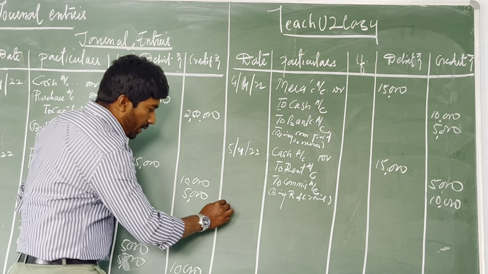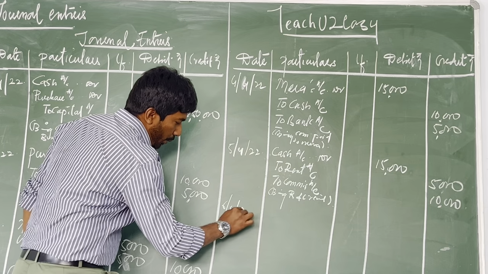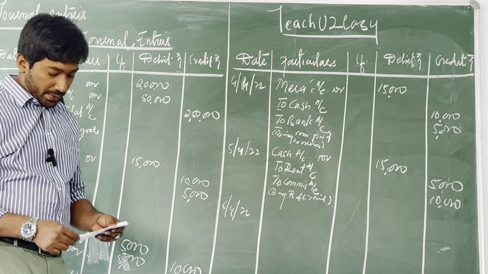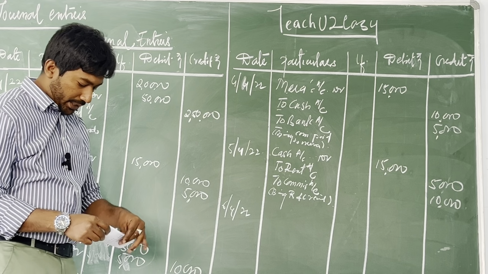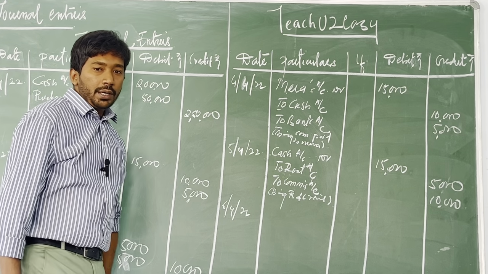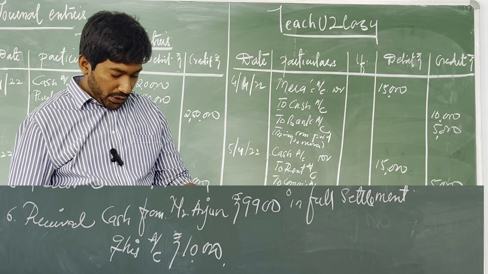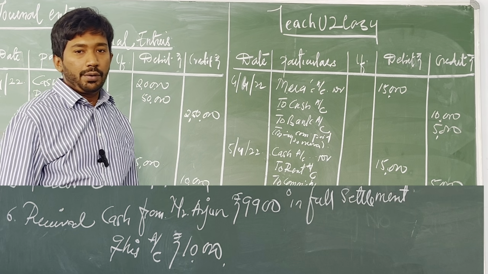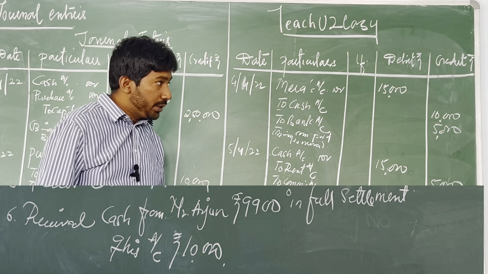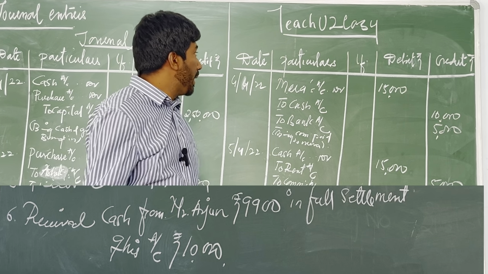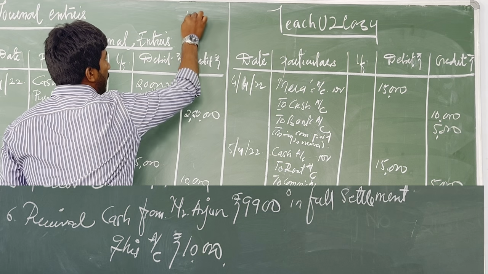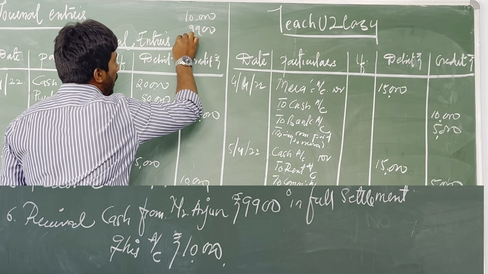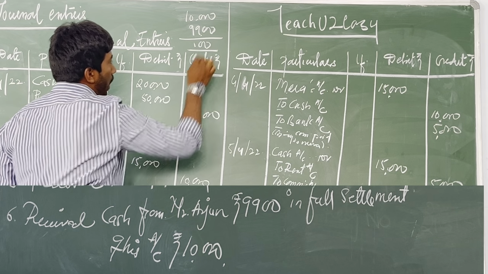Then the next and last entry we have is 6/4/22. Date is not given. Sometimes date will not be given in the problem. You assume it and you just write it out. Here we have received cash from Mr. Arjun, 9,900 in full settlement of his account. So actually we need to receive 10,000 from Arjun, but we are receiving 9,900. There is a shortage of 100 rupees.